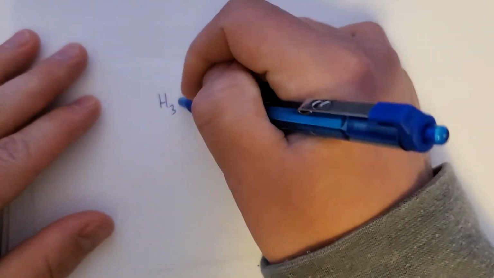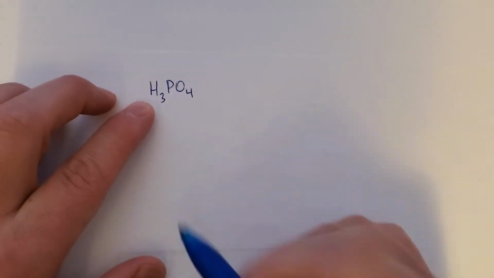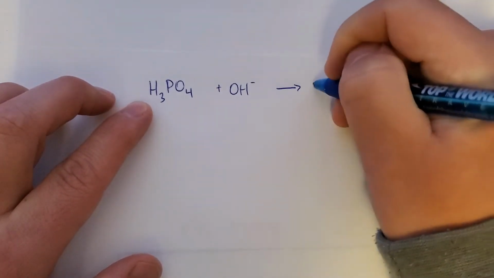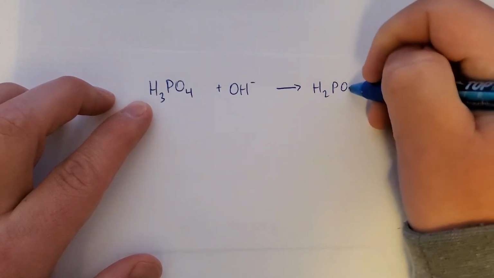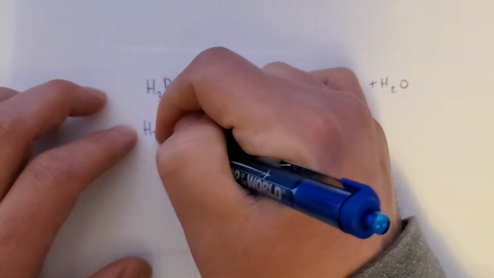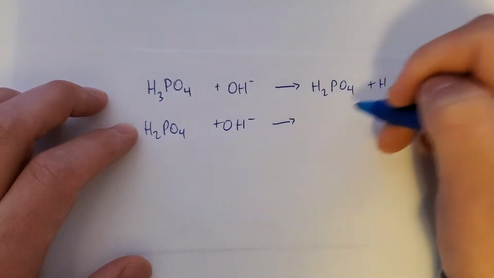There's an acid, H3PO4. It looks like it might be able to donate 3 protons. If you add hydroxide, you're going to get H2PO4. So there's a nice proton transfer there. If you keep adding hydroxide, you absolutely get HPO4.